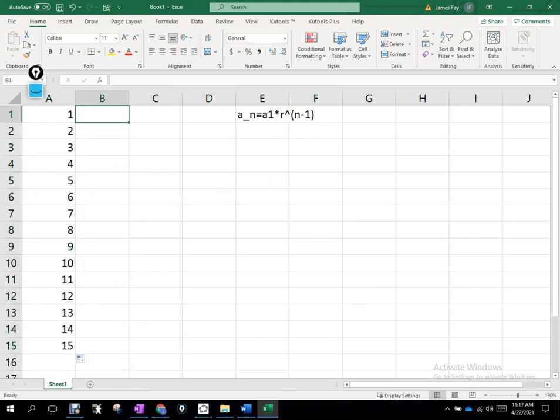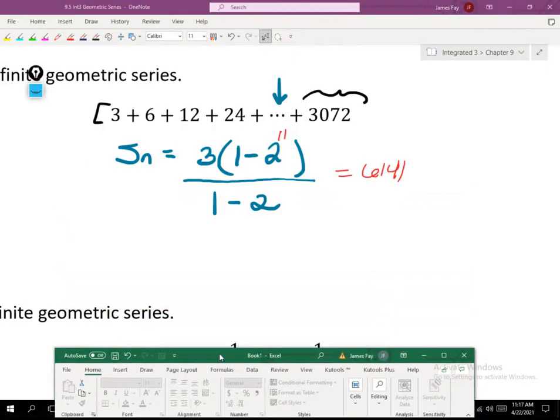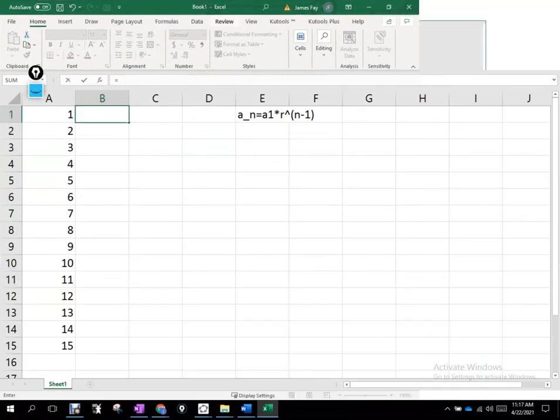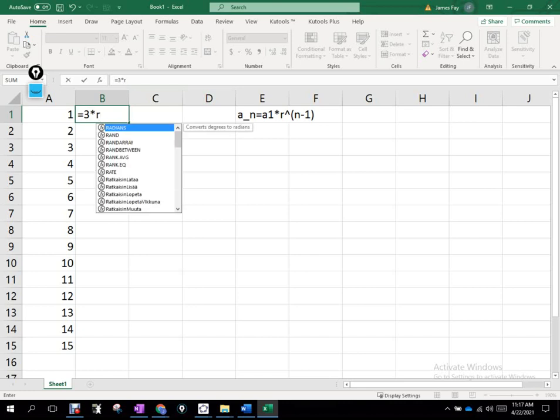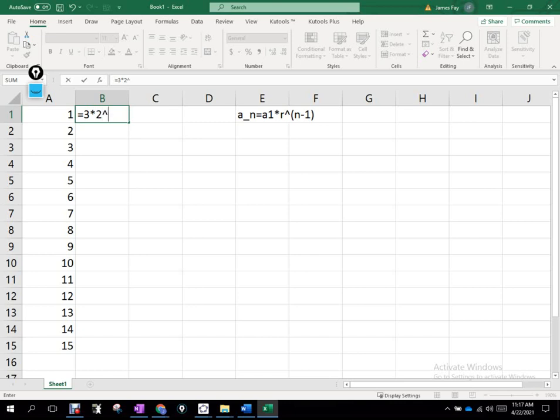Then I'm just going to write the rule. So we said our first term in that sequence was 3. So 3 times R, we said R was 2, and then we'll raise that to the n minus 1. Well, n minus 1, that's n, and we'll subtract 1 from it.